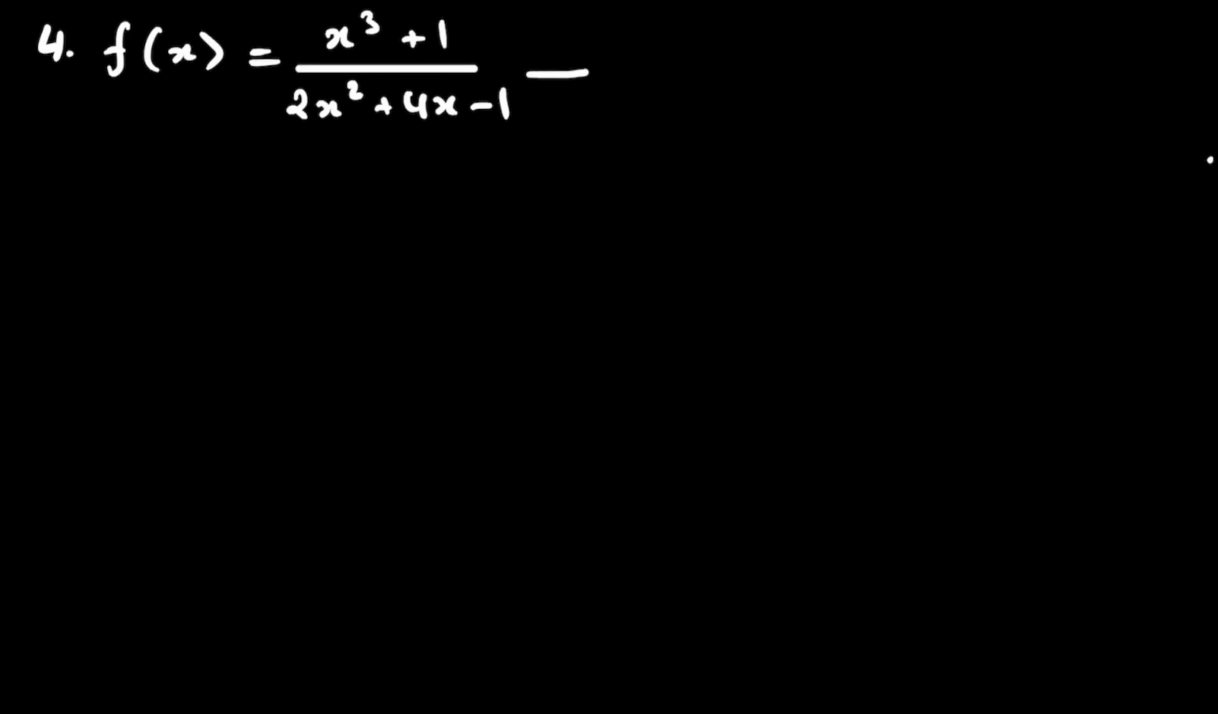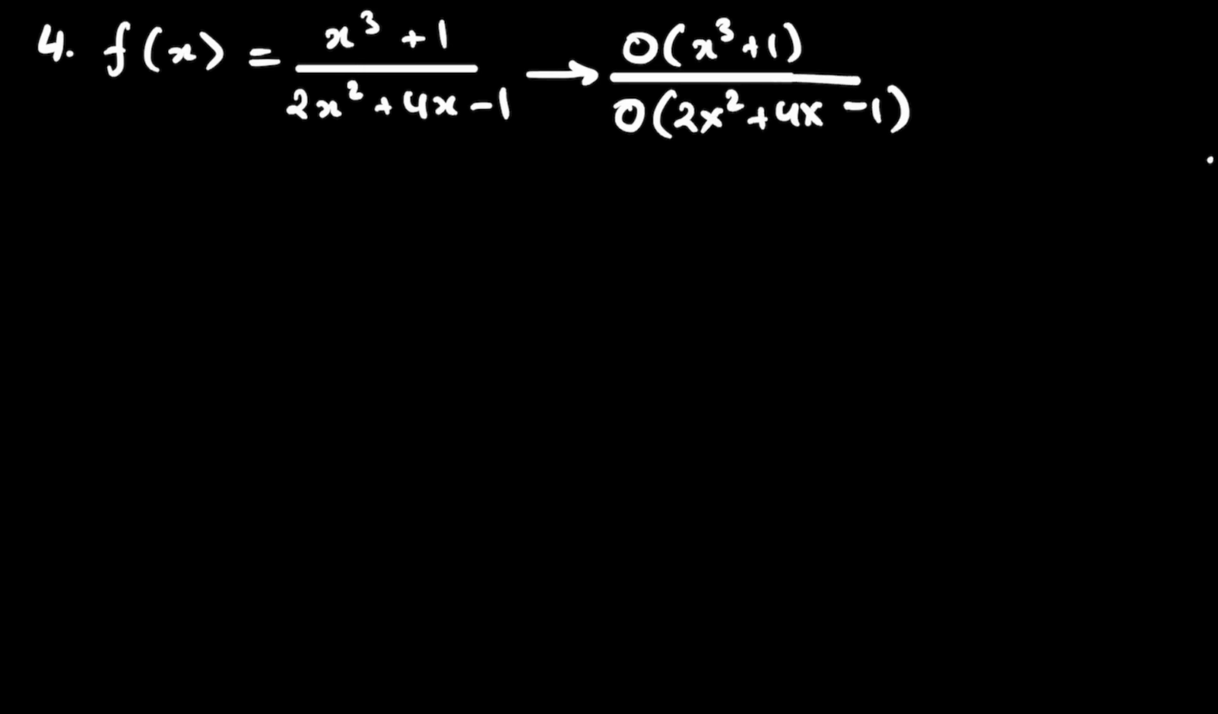And as always, the first step is to find the order of the numerator, so x to the power of 3 plus 1, and divide this by the order of the denominator, so the order of 2x squared plus 4x minus 1. And of course, this can be very easily done. The highest power in the numerator is 3, so we have an order of 3.